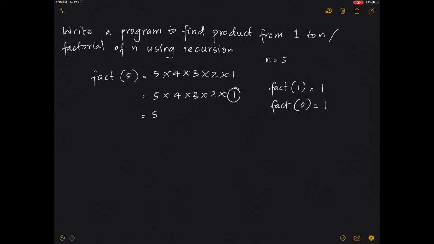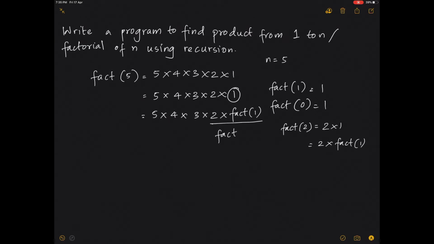Now we can say that 5 into 4 into 3 into 2 into, let's call this factorial of 1. Now how do you find factorial of 2? Factorial of 2 is equal to 2 into 1, which is 2 into factorial of 1. So this will be labeled as factorial of 2. The remaining will be copied exactly the same way.